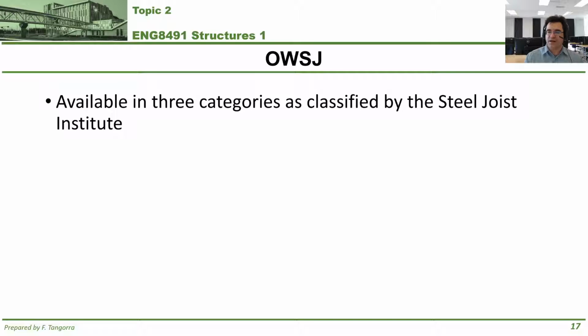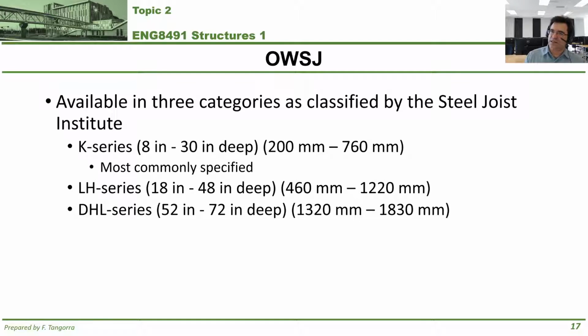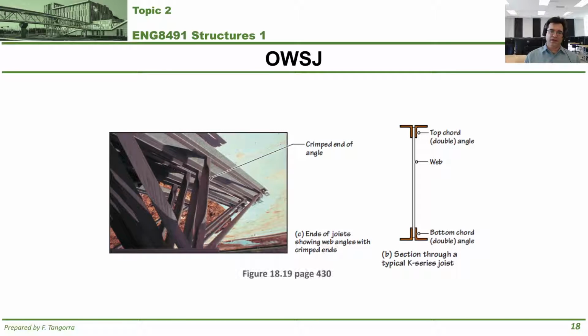According to the SJI, they're typically available in 3 categories. There's the K series, the LH series, and the DLH series. The K series is the most popular and is made to work in most common applications. The LH and DLH series are meant for long and/or deep applications, right? For more custom, out-of-the-box type of applications.